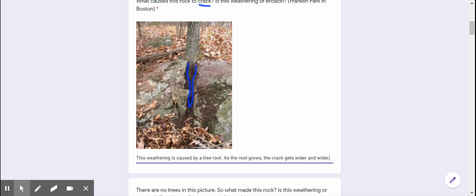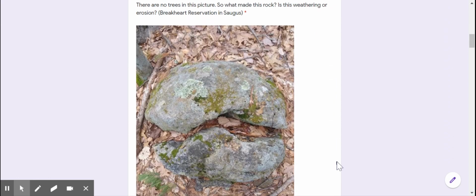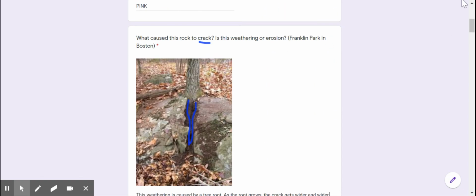Okay, so when I stop this video, what you're going to do is you're going to go in and try to write your own sentences about this. You need to show whether it's weathering or erosion, and then you need to say about the process of how that crack formed. Then you're going to go down and you're also going to answer this question about how the crack formed in this rock. And then I will be back with you again to check your work.